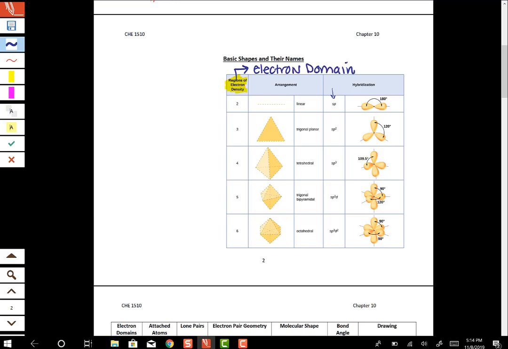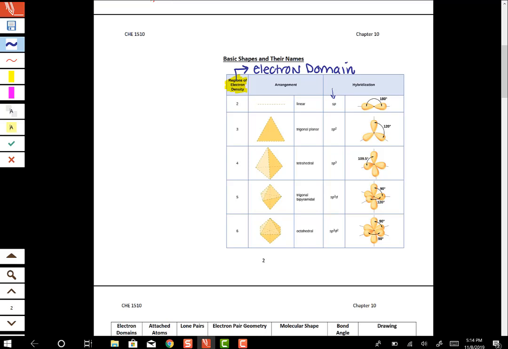Right, because that's what an electron domain is. It's a region of electron density. The electron density can be a lone pair, it can be a single bond, it can be a double bond, it can be a triple bond. That's a singular region.